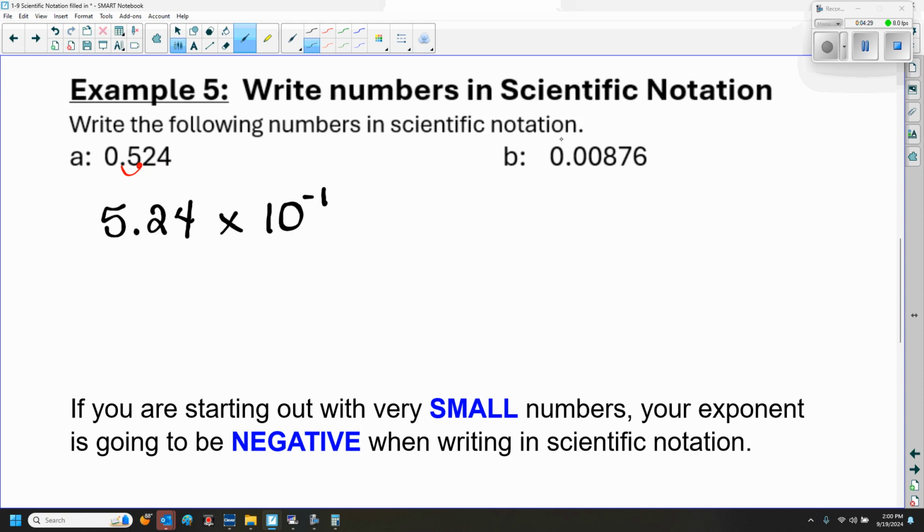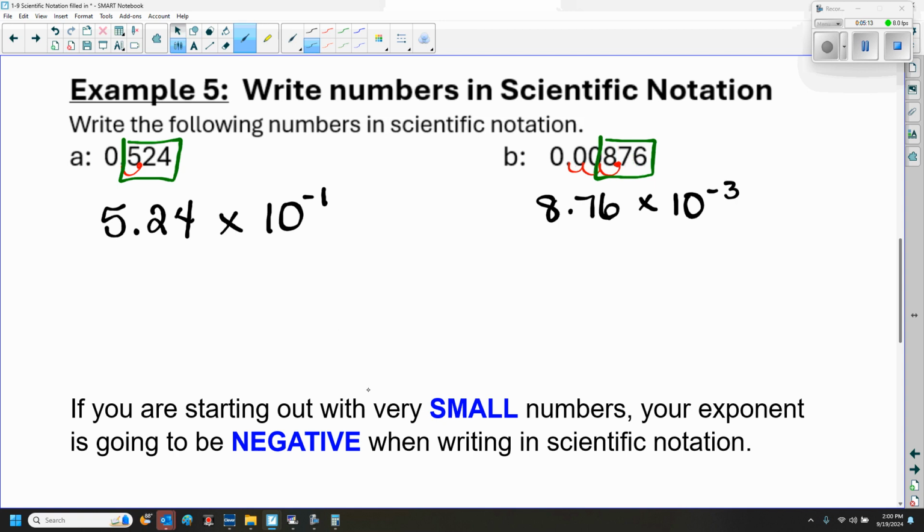So here, for example, 5b, our decimal is right here, and we're going to move that decimal to the right until we get to a number that is greater than or equal to 1 and less than 10. So this is going to give me 8.76. Okay? So this is our first factor. That's the factor we're writing down, 8.76, times 10, and we move the decimal 3 times, 1, 2, 3. So this is going to be a negative 3.